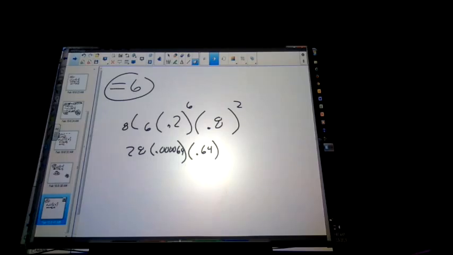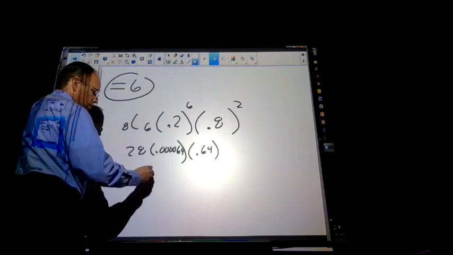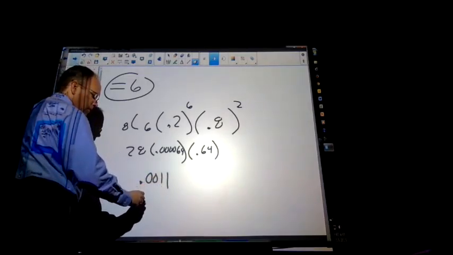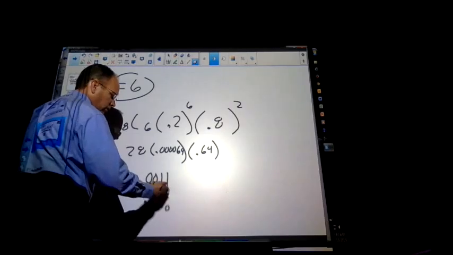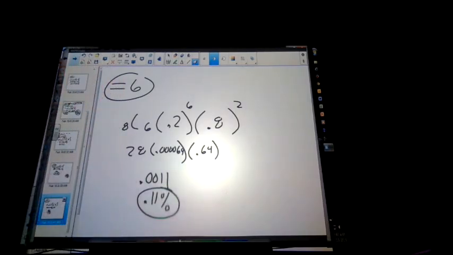Okay. Help me out. 0.0011. So we have a 0.11% chance of getting an exact 6 right. I don't know. Someone double check that work. It might be right. Yeah, that's right. Is that right? Oh my gosh.